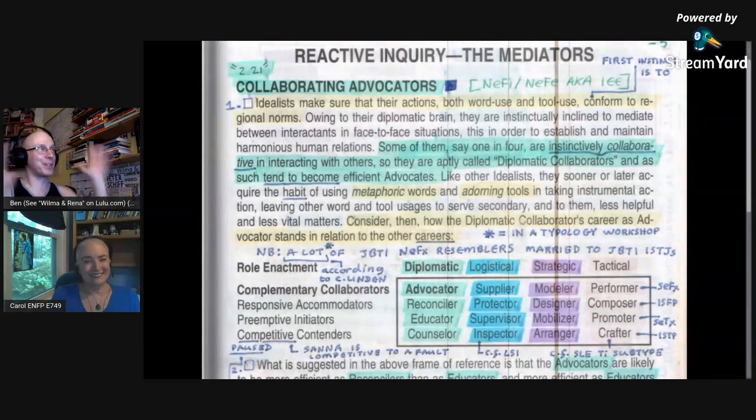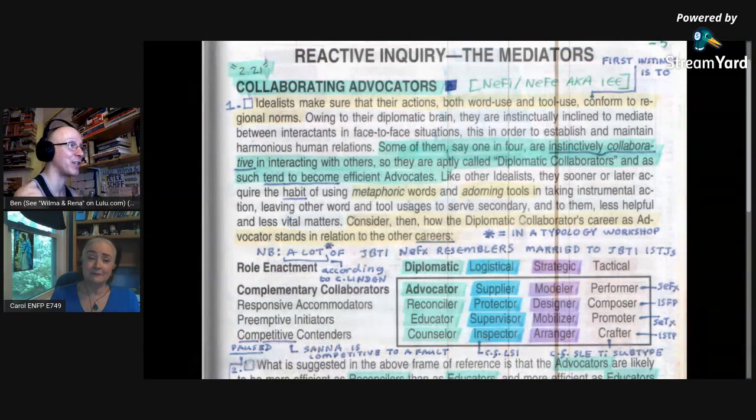So we've got the diplomatic intellect here. And then he said that ENFJs are able to teach even resistant pupils. So they've got that little bit of in charge and that little bit of extra oomph to tackle resistant learners.